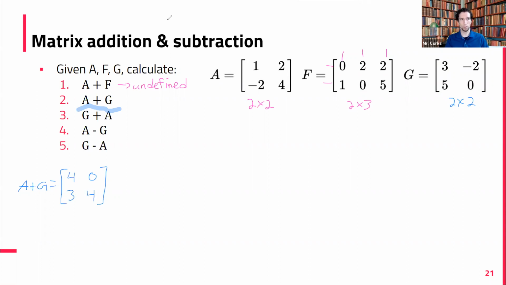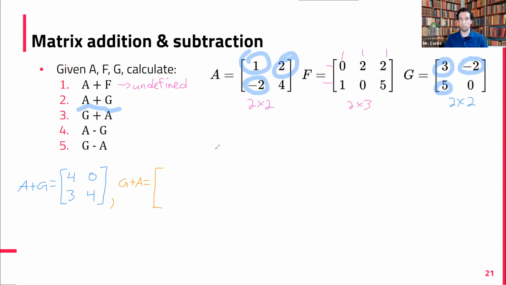So the first position, we just match up the positions. 1 plus 3 is 4, done. 2 plus -2 is 0, done. -2 plus 5 is 3, and 4 and 0 is 4. So just match up the corresponding positions, add them together, and that's it. All right, let's look at another one. Let's look at question 3 here. G plus A.